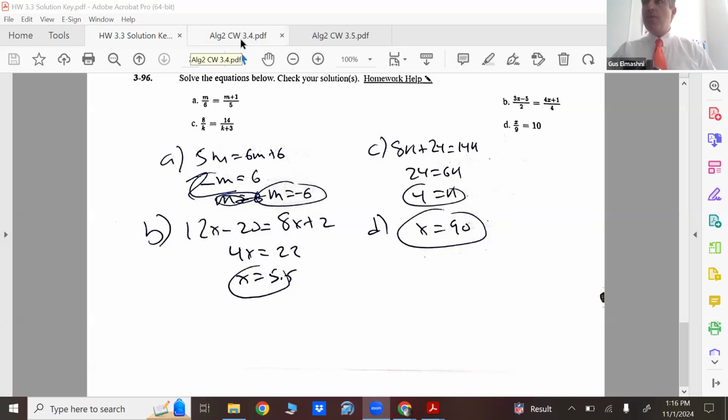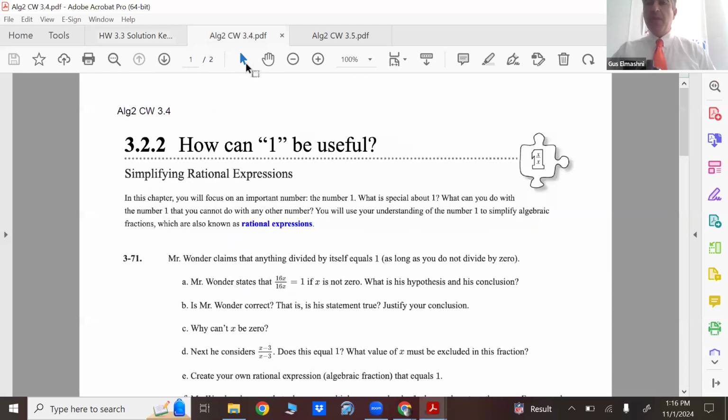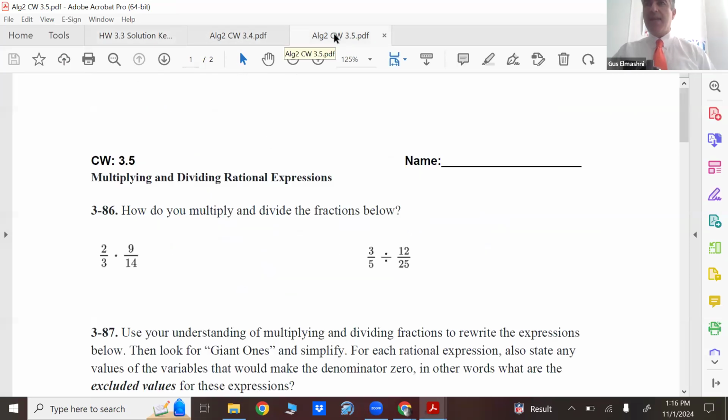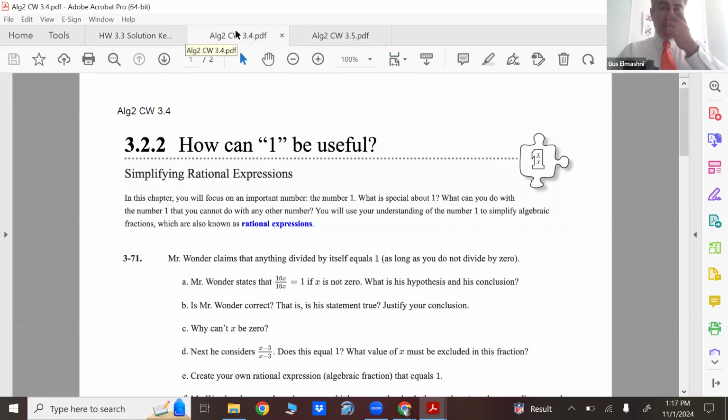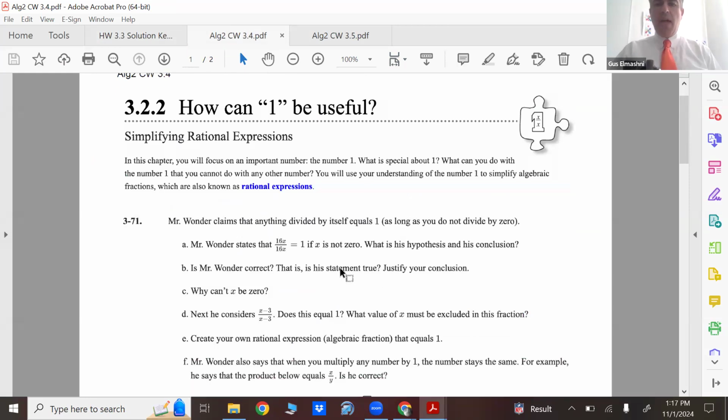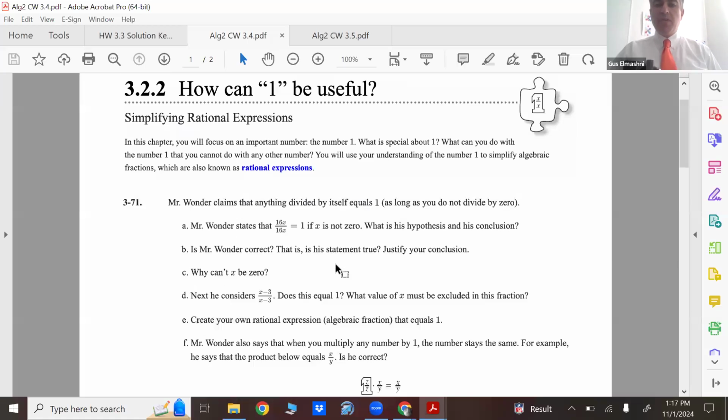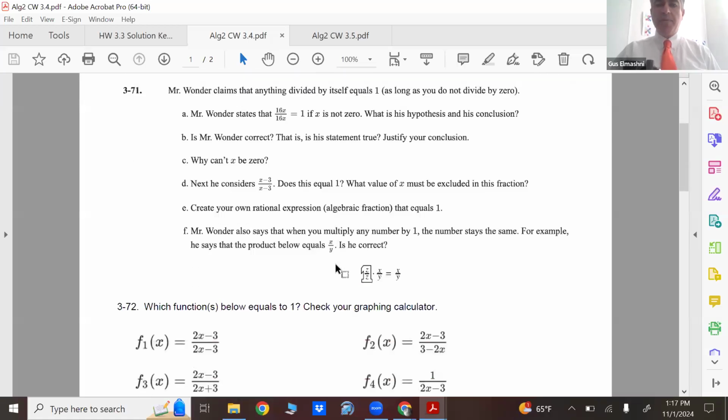Okay, so let's go through the notes. So you have 3.4, so you need to get your notes packet out. And we're gonna do 3.5. 3.4 is actually really easy. It's all about just canceling out. 3.5 is taking a little step ahead. It's canceling out and combining things afterwards. But for 3.4, they call it how can one be useful, meaning that when things cancel out, you just get the number 1. So let's take a look at 371.